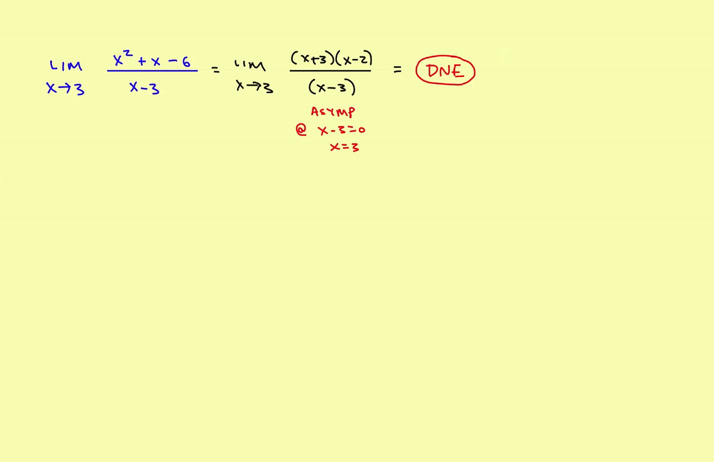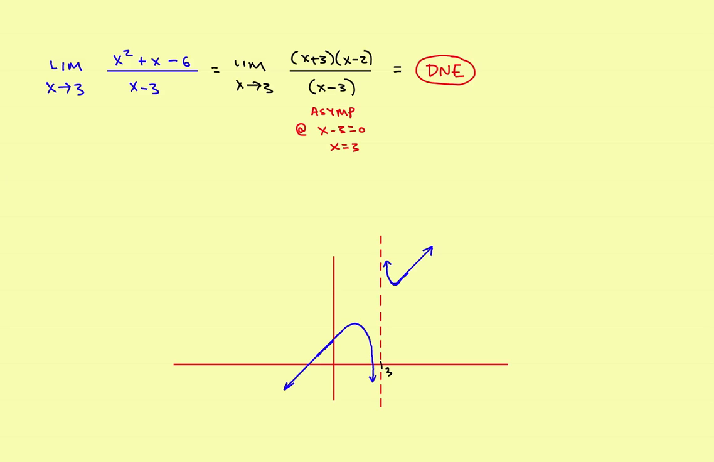Now, this will make a lot more sense if you see what the graph looks like. So let's take a quick look at the graph. So what the graph of this would look like is this. You've got an asymptote right here at x equals 3. So there is the asymptote.